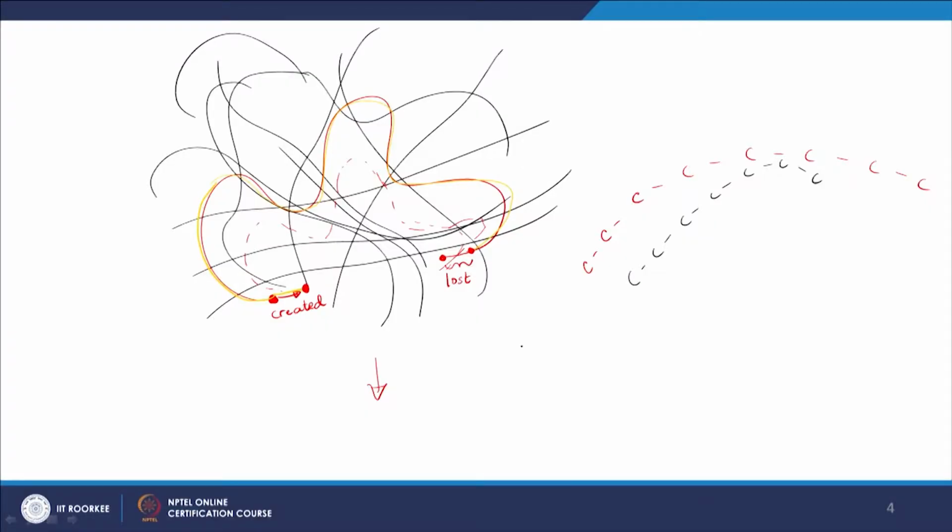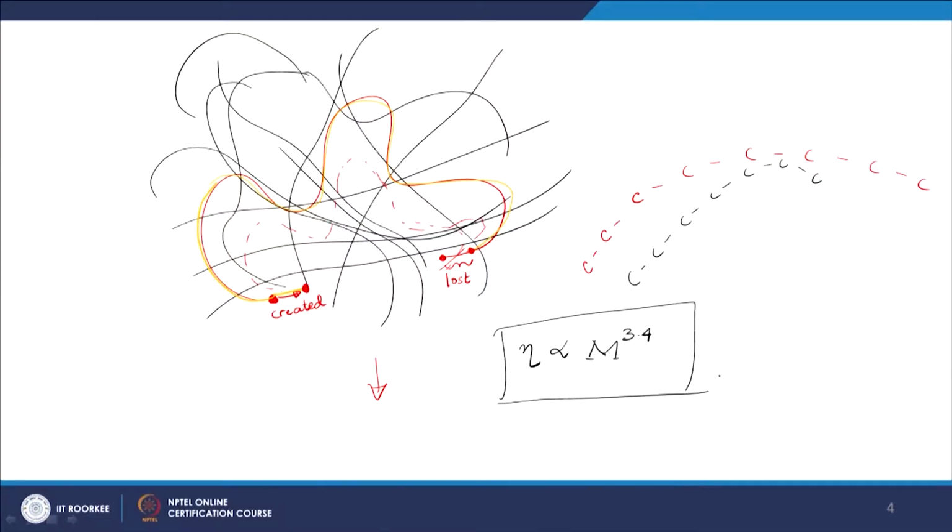So, it turns out that because of entanglements, the viscosity of the polymer chain varies with the molecular weight not with the power of m as given by the Rouse model, but with a power of 3.4. This has been experimentally predicted, and that really tells you how severe the effect of entanglements is in the case of the dynamic properties.